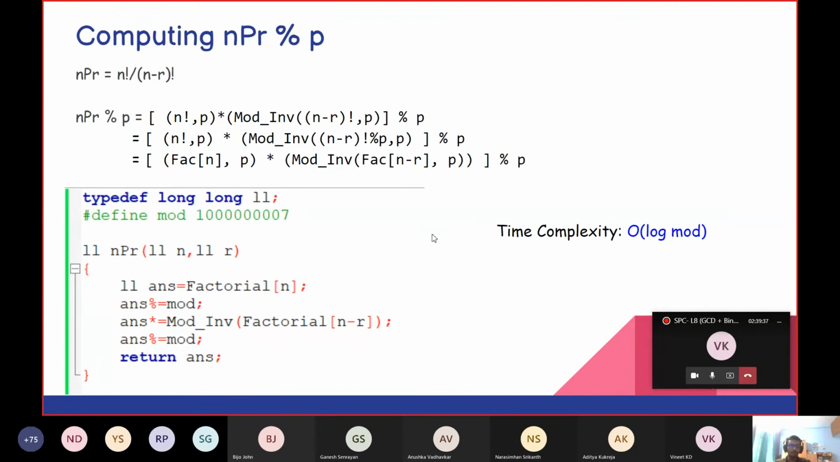Time complexity is the same. Now what do you do in terms of coding? In terms of coding, all of these functions will be given to you. You just have to copy paste in code, and whenever you want to find nPr percentage p, you can just call ll npr of lln comma llr. That's all, right? You don't actually need to know the logic behind all of this, but knowing the logic helps that you don't miss out on boundary cases, and it's also nice hardcore math learning, right?